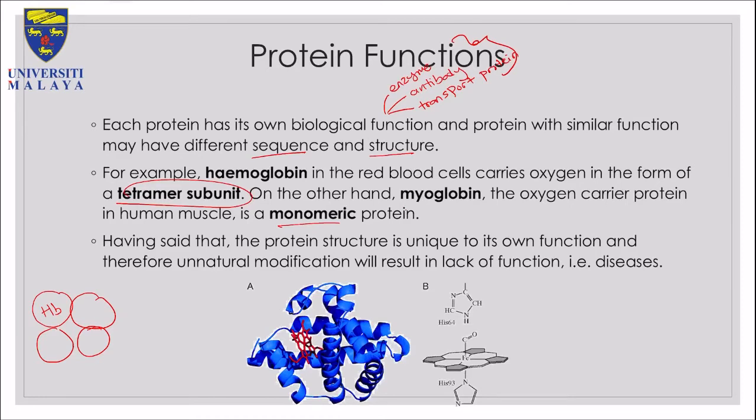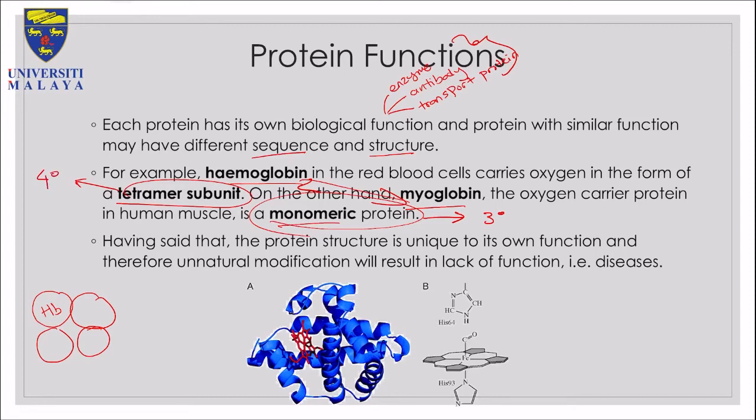Okay, so hemoglobin, you need 4 subunits to function. But myoglobin, these two have the same function, to carry oxygen. Myoglobin is found in your muscles, hemoglobin is found in the blood. But even if the functions are similar, the structures of those proteins are different. So something like this can be considered as a tertiary structure, while a tetramer is a quaternary structure.